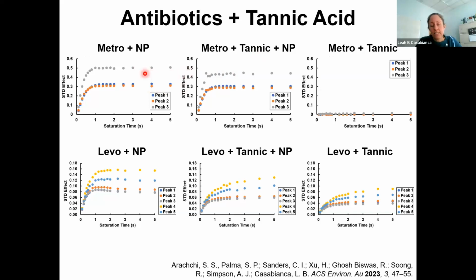see a slight decrease in STD effect for peak 3, but the initial slope of the buildup curve is not significantly changed. And if we do our control sample, looking at metronidazole and tannic acid in the absence of nanoparticles, we don't see any STD effect, as we expect.